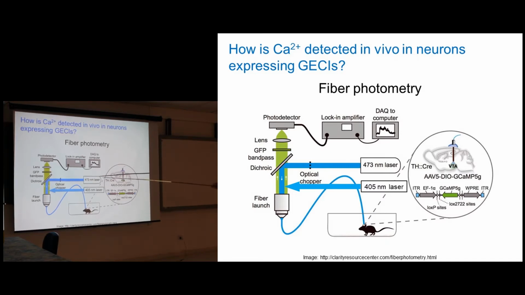This is close enough to 485 that it will excite, and then you'll get fluorescence proportional to how much calcium is bound, or with the isosbestic wavelength. Okay. And so then with some sort of electronics wizardry here, you can detect the intensity of the fluorescence, and then you can determine how much calcium is arising from the neurons that you record from.